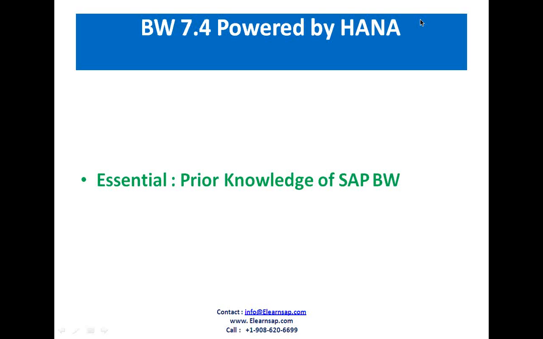So the prior knowledge which the users need to take this course is BW. If the users are not aware of BW, first they need to go through the BW course, then they can take up BW 7.4 powered by HANA. This is the prerequisite to take this course. So what exactly we are going to deal with as part of the course, we are going to brief in the coming slides.